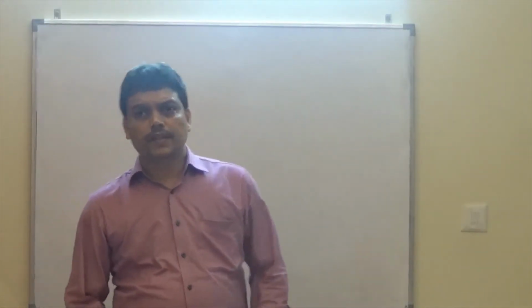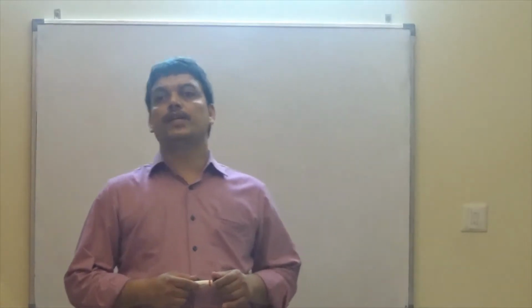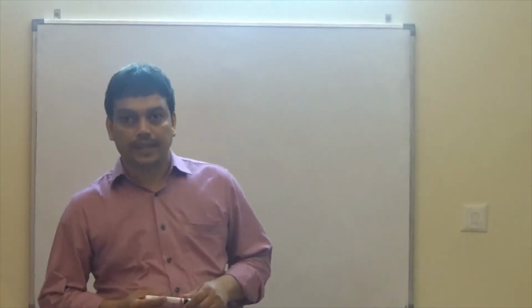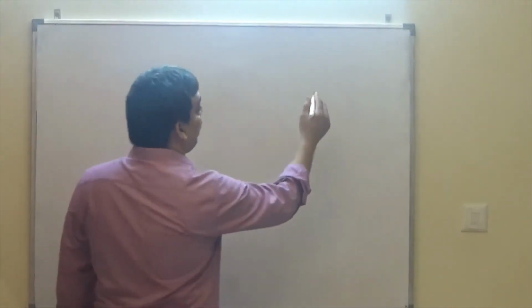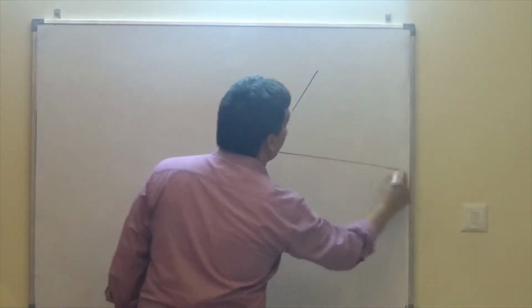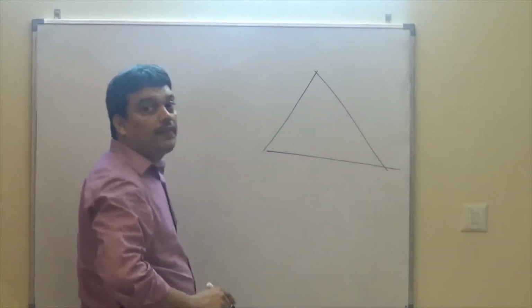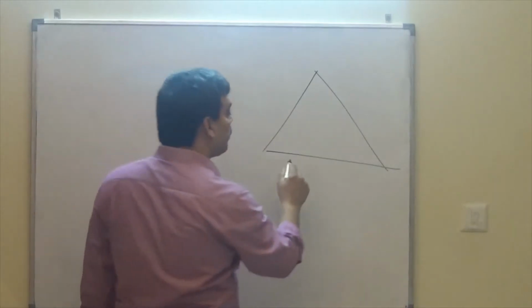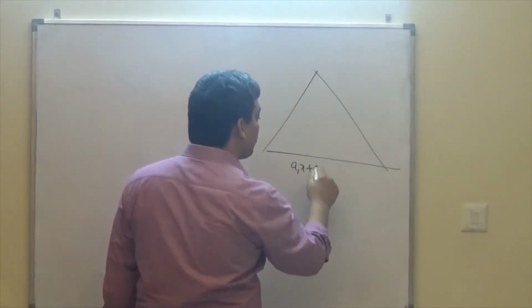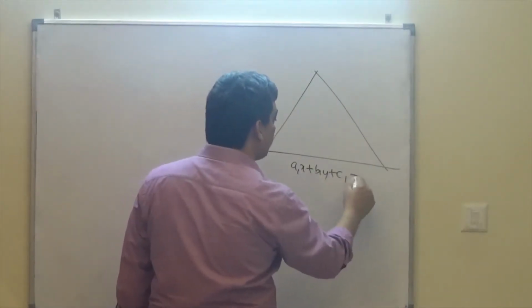So in this lecture video I am going to cover the equation of circle circumscribing a triangle. Let's say we have a triangle and the equation of the sides are given, that is a1x plus b1y plus c1 equal to 0 is the equation of the first side.